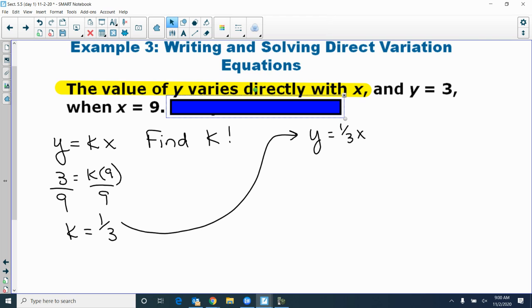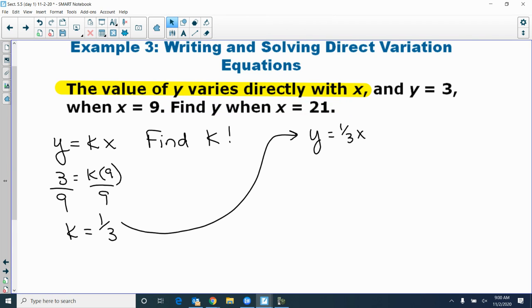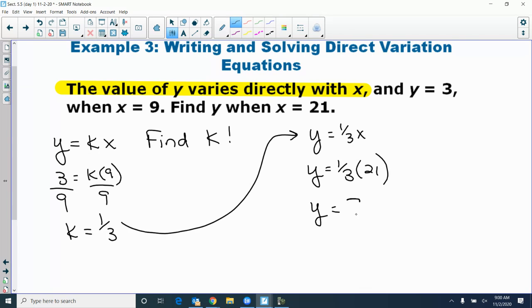Now, let's take a look at that last piece. Find y when x is 21. Well, what's the only thing I need to do? Plug in the 21. If you do this bit by bit, I think it's a little bit easier. Just ignore that last statement till the very end. So you got y equals 1/3 times 21, which is 7. So that's going to be, in the end, your final answer.